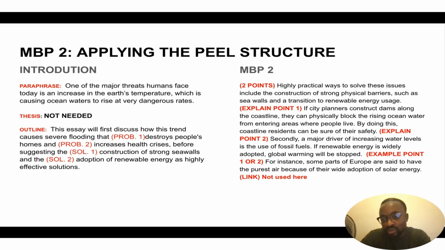An example. In giving an example, you don't need to give an example for both points, just like we did in the explanation part. You only need to pick one of the points you're comfortable with and give an example for it. So, for instance, again, this is how to signpost when you're writing an example. For instance, or for example, or to illustrate, some parts of Europe are said to have the purest air because of their wide adoption of solar energy. Now, this is a made up example, but it's possible. So you're not going to be penalized for making up an example once again.